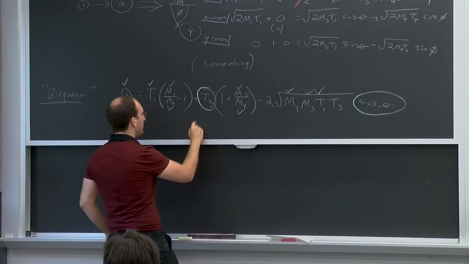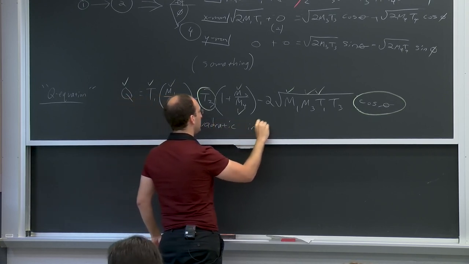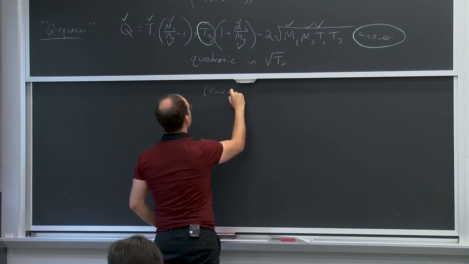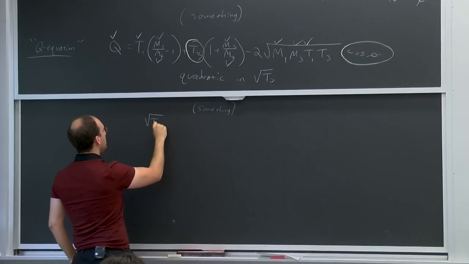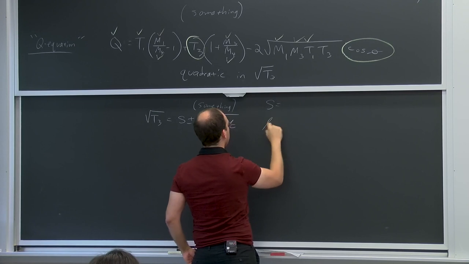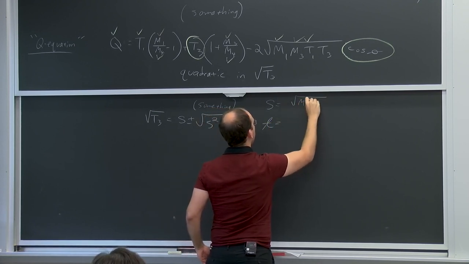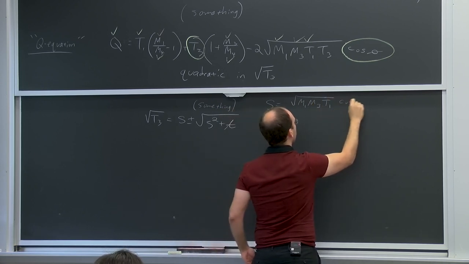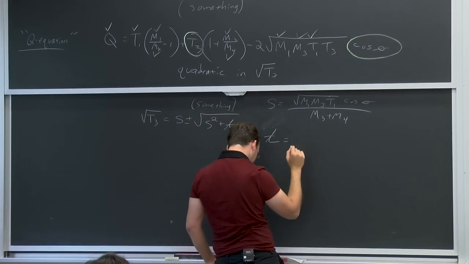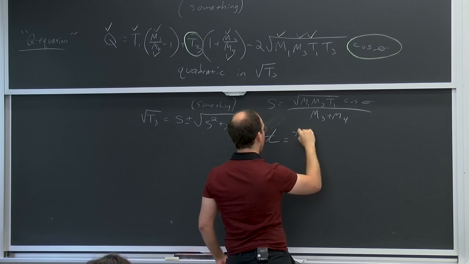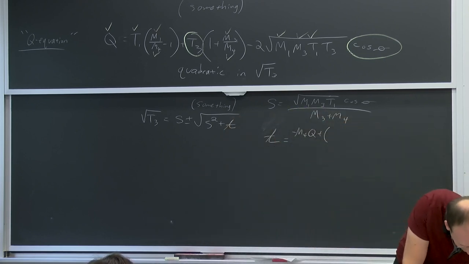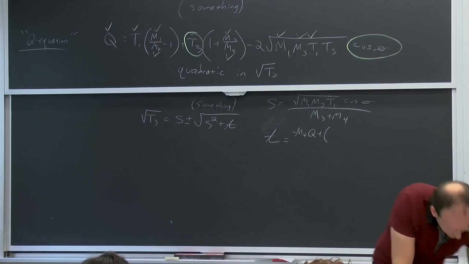Recognize also that this is a quadratic equation in root T3. We did something else, and we arrived at root T3 equals S plus or minus root S squared plus T, where S and T are defined as follows. I believe S is root M1 M3 T1 cosine theta over M3 plus M4. T should be, let me look, I believe it's minus M4 Q plus, I'll just take a quick look. Oh, right, I have it open right here. I don't want to give you a wrong minus sign or something. I did have a wrong minus sign. Good thing I looked.